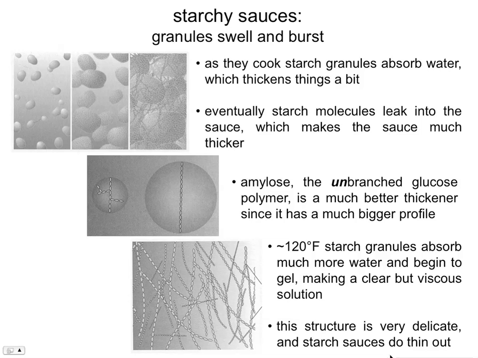Interestingly, we see that unbranched amylose can have a bigger solution profile than a branched amylopectin chain that has the same overall number of units. It's worth pointing out that these starch sauces can be broken down with too much stirring or handling.